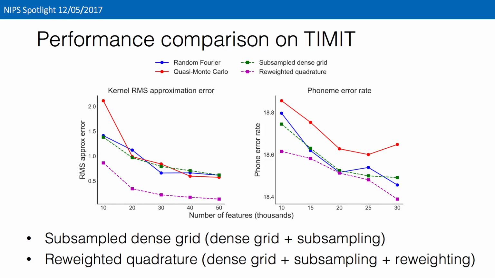When we combine our method with subsampling and reweighting, we get much better kernel approximation error compared to random Fourier features and quasi-Monte Carlo methods, as shown on the left plot, where our methods are the dashed lines. Our downstream performance, measured by phoneme error rate, is also better, as shown on the right.